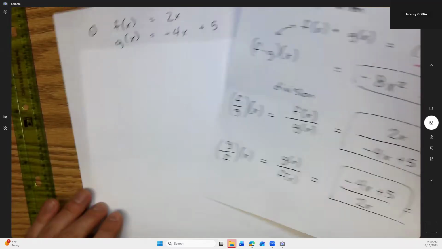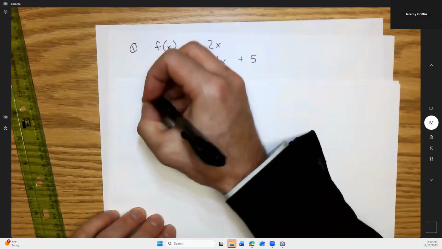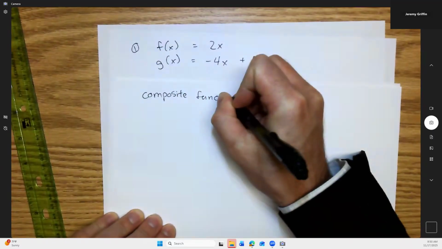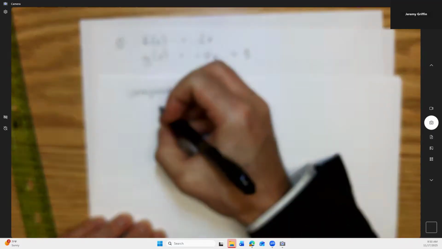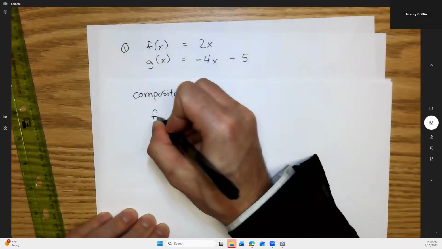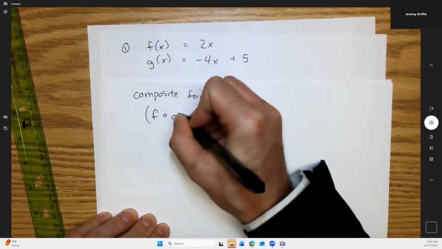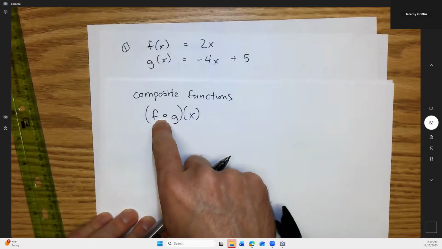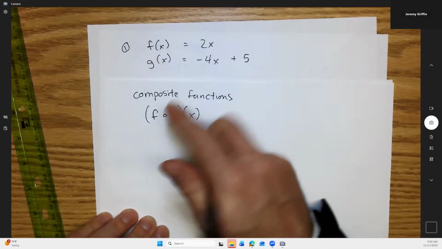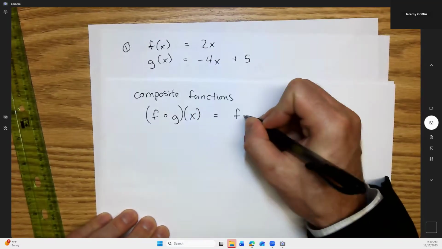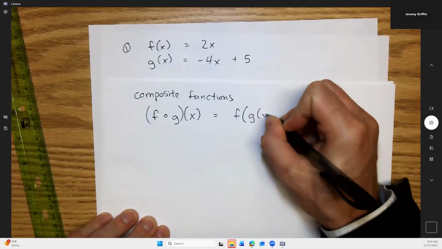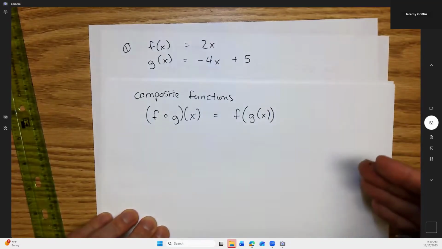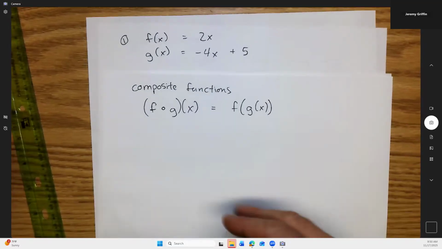Okay. So last part here, composite functions. You might see this notation, f of g of x, sometimes called f composed with g. That open circle really means you're creating this composite function. I prefer this notation myself: f of g of x. Whatever g of x is, you just plug that in everywhere you see x for f of x. But you can also make a composite function the other way. So I'll do both with you guys.